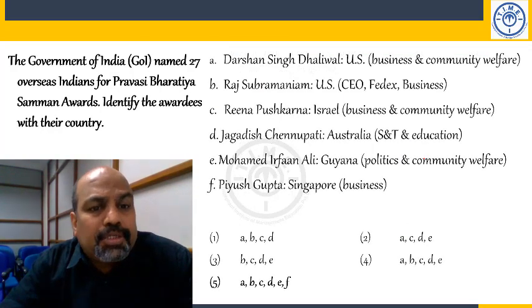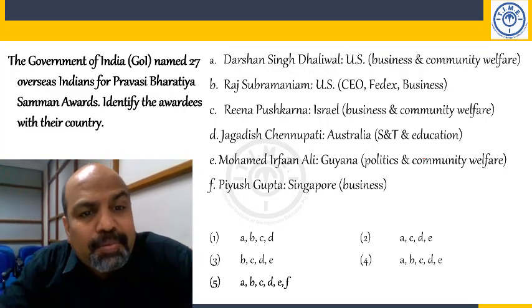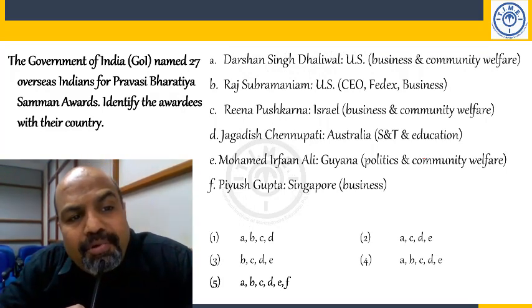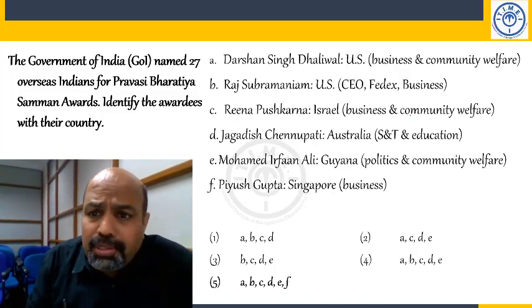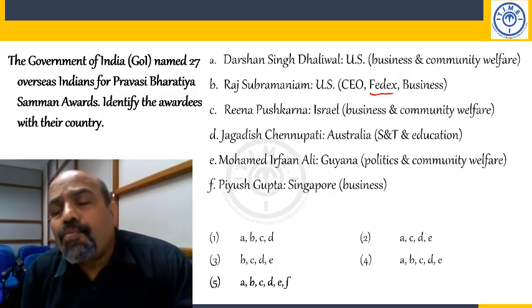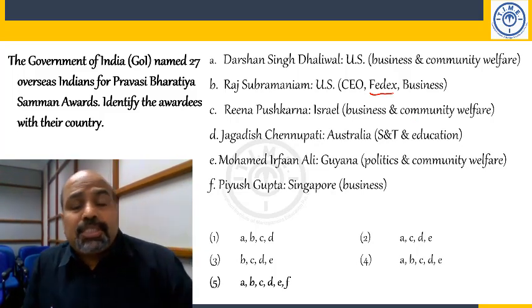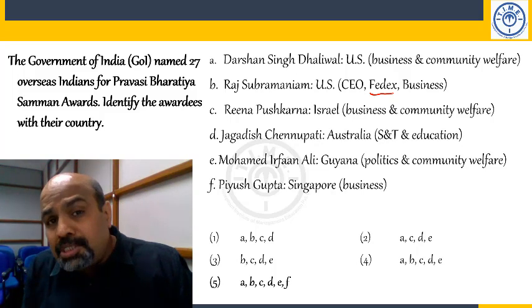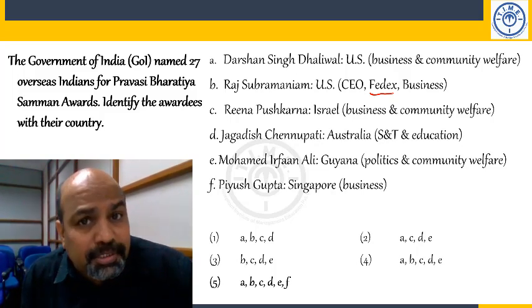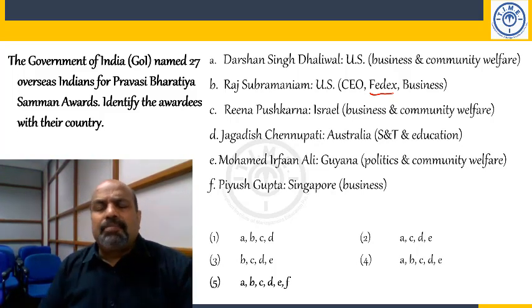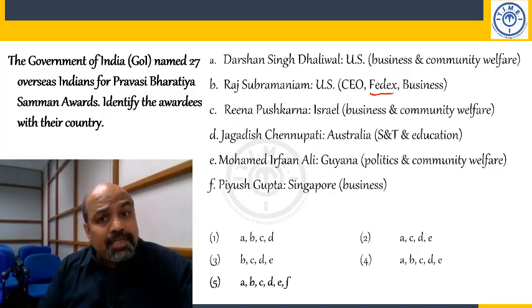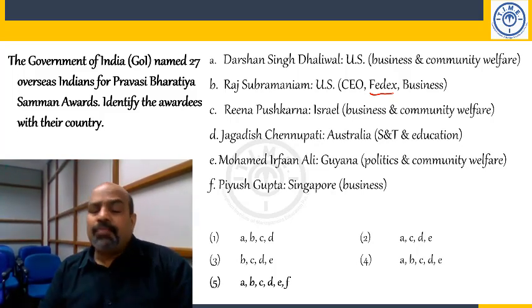The government of India named 27 overseas Indians for Pravasi Bharati Samman Awards. Identify the awardees with their country, all of them as they are. Now, this FedEx is Federal Express, one of the largest logistics and supply chain companies in the world. In fact, you could say the largest. The rankings keep changing between FedEx and a company called UPS, United Parcel Service. Both are American companies. Now, I want you to know one more thing here.